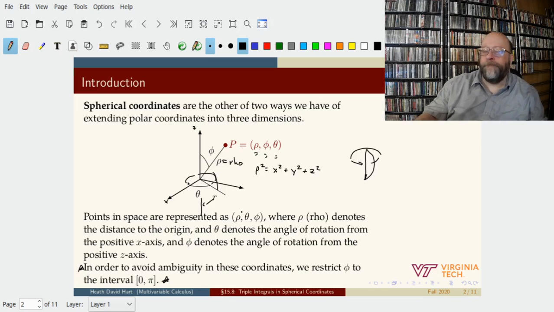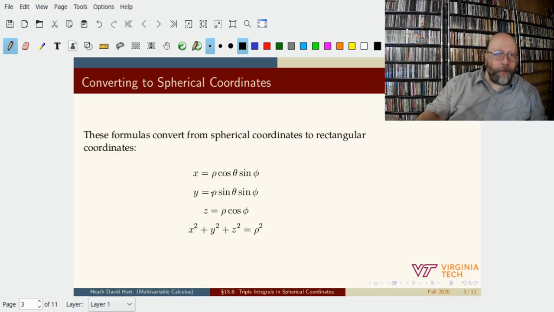Okay? So let's try an example. Oh, before we get to the example, here are the conversion formulas we're going to need to convert into spherical coordinates. X is equal to rho cosine theta sine of phi. Y is equal to rho sine theta sine phi. And Z is equal to rho cosine phi.